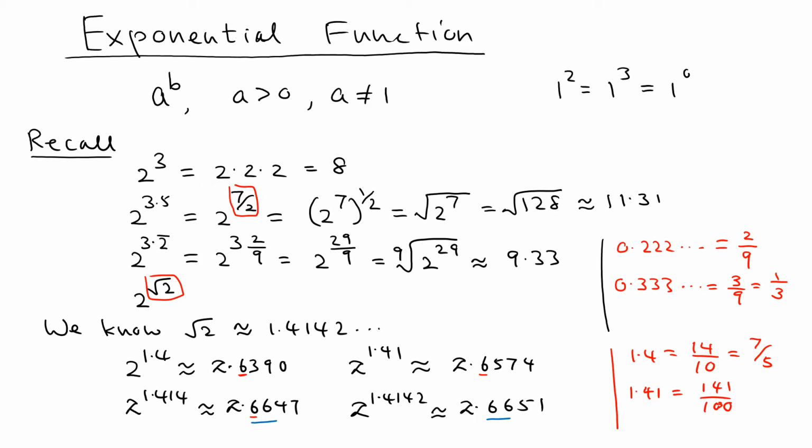So you can see that it's reaching a special value. So then we can write it like this. Now considering more and more approximations, you can finally say that 2 to the square root 2 is approximately equal to 2.665. So that is how you're going to calculate an exponential function when b is an irrational number.